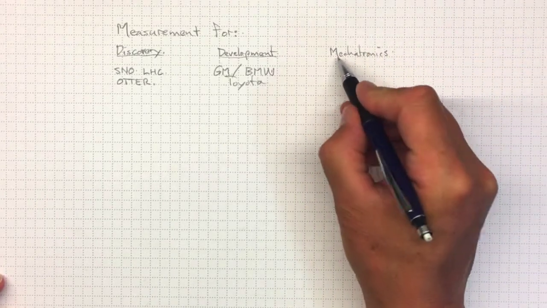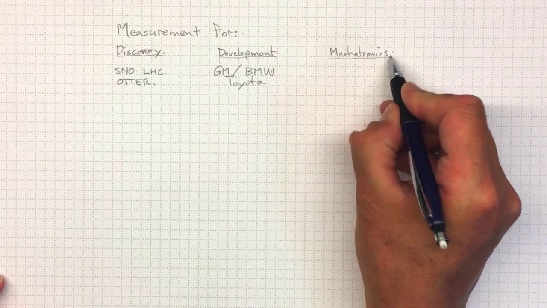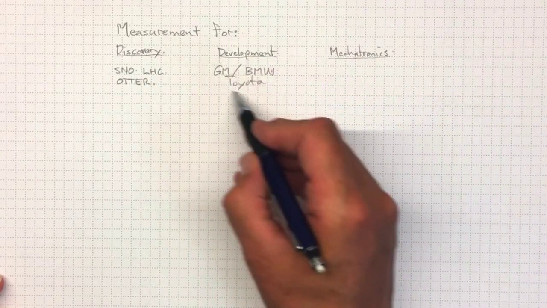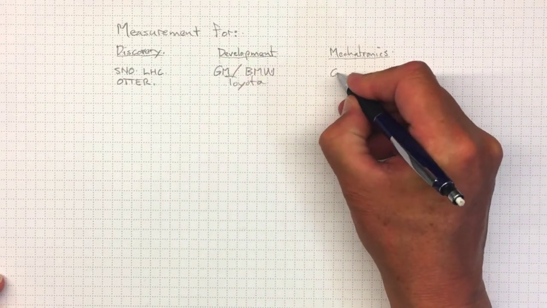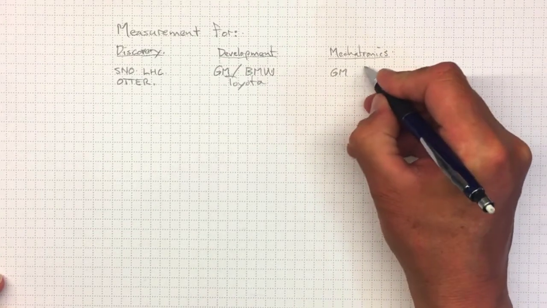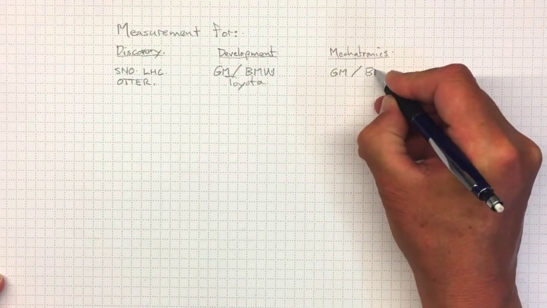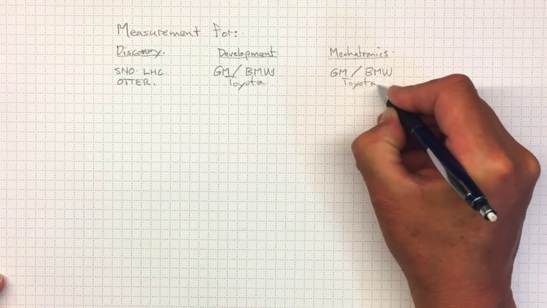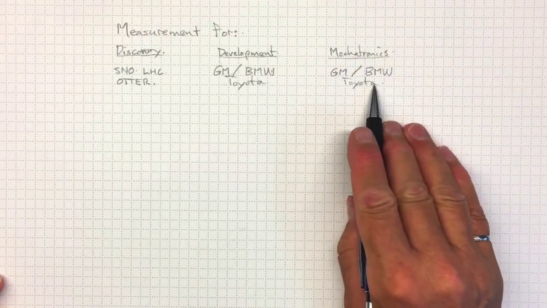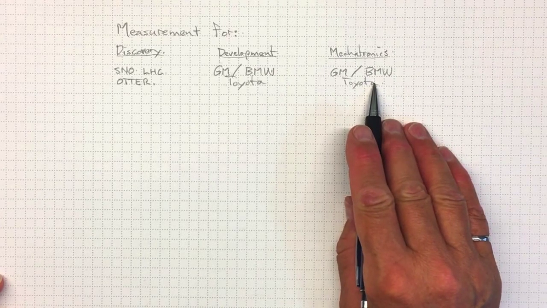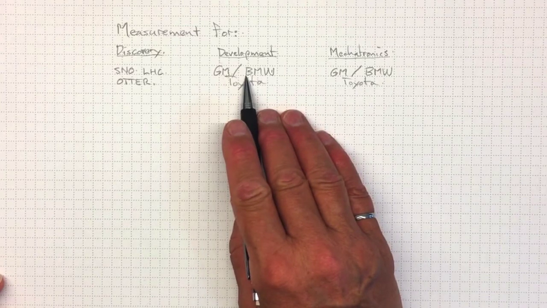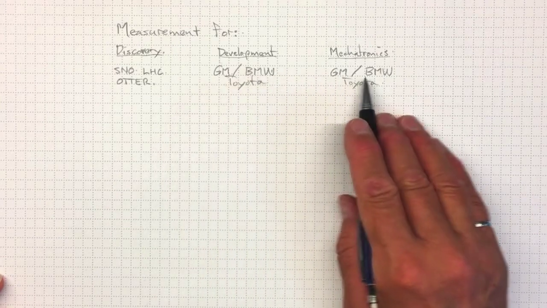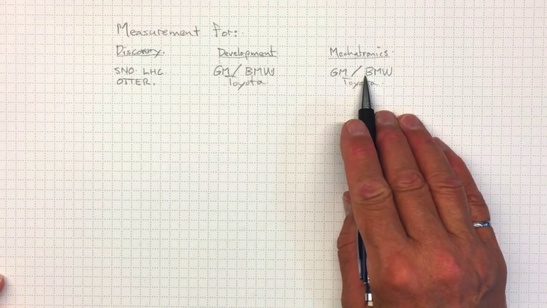Now, when we're measuring for mechatronics, we're still looking at the same kinds of products that we developed over here. So the systems that we're developing are still developed by people like GM or BMW or Toyota for automotive systems. But we're now trying to build them into each and every product we sell. So this is figuring out how to build cars. This is figuring out how to operate an individual car.